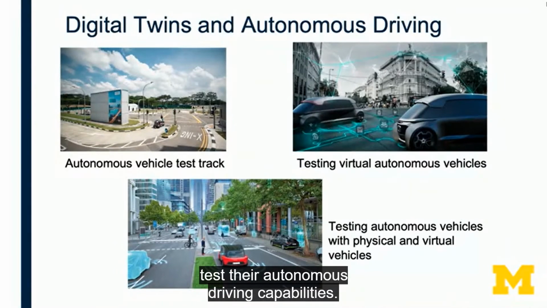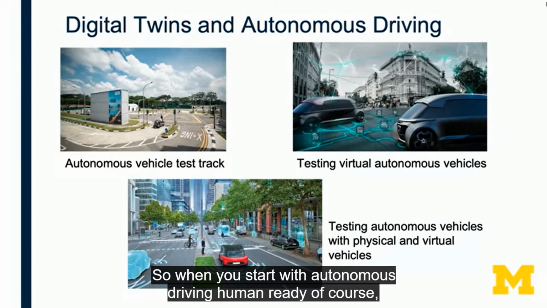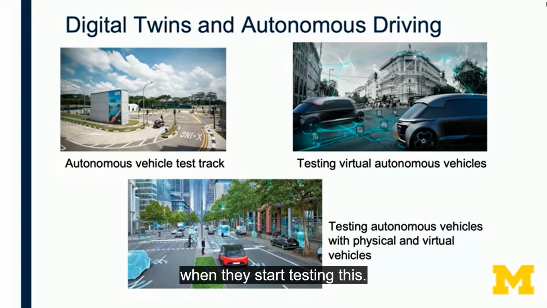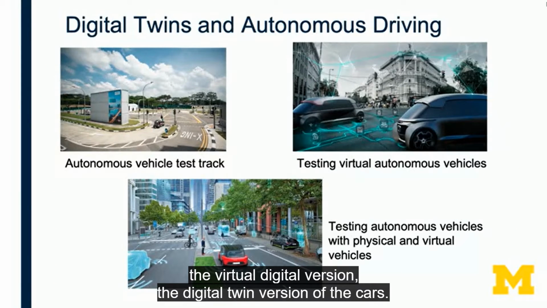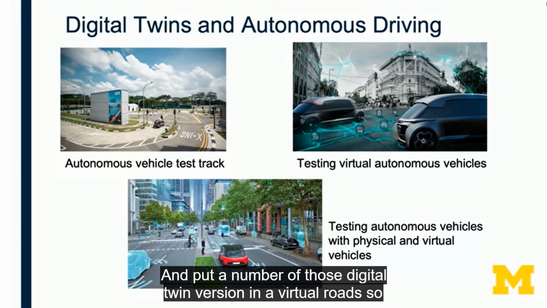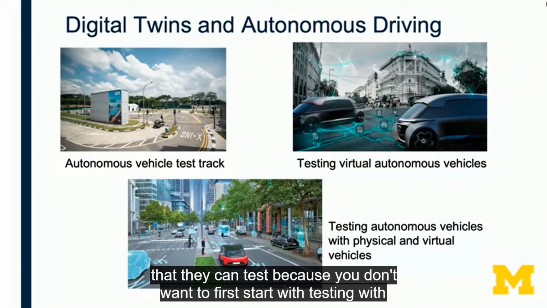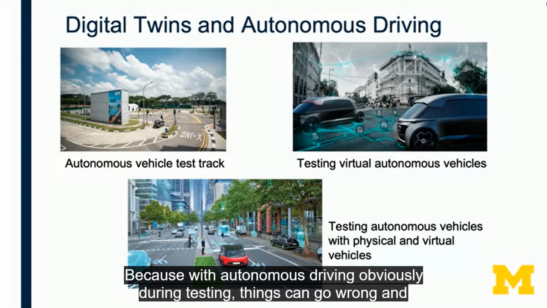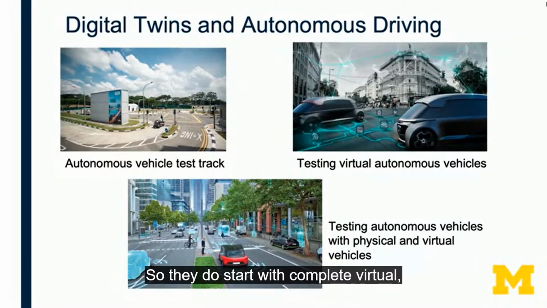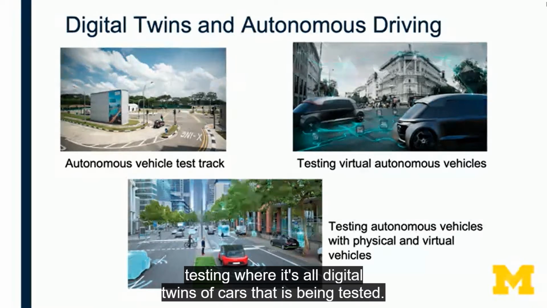So when they start testing autonomous driving capability, they would start testing in a full virtual environment. They would like to get the virtual digital version, the digital twin version of the cars, and put a number of those digital twin versions on virtual roads, so that they can test. Because you don't want to first start with testing with physical cars, right? Because with autonomous driving, obviously during testing, things can go wrong, and you don't want to lose many cars. So they do start with complete virtual testing, where it's all digital twins of cars that are being tested.